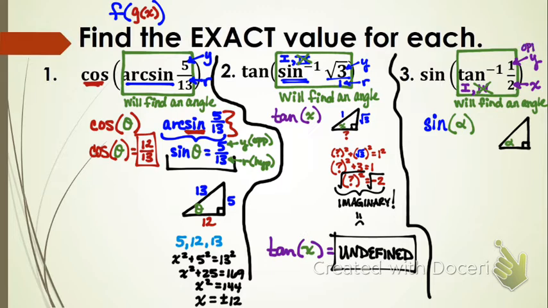Or you could write down opposite over adjacent, right? So I'm going to label my triangle. What do I put over here? 1. What do I put down here? 2. So how do I find this side? Equals r squared, right? So I have 4 plus 1 equals r squared. So 5 equals r squared. So what is r? Square root of 5.